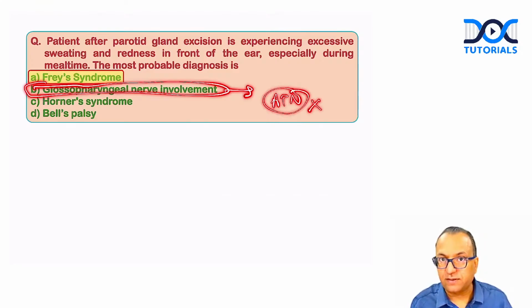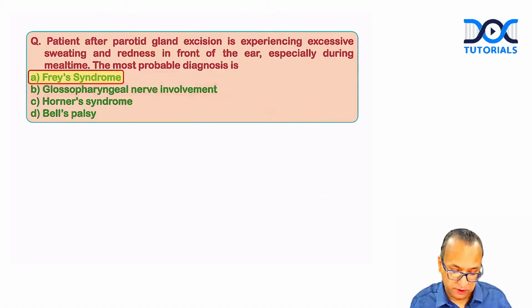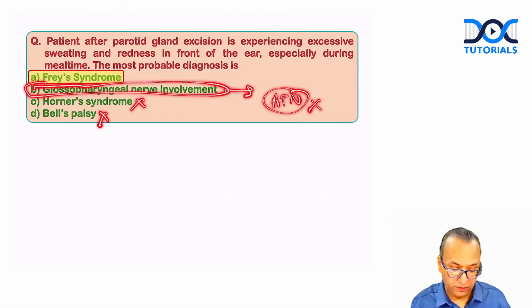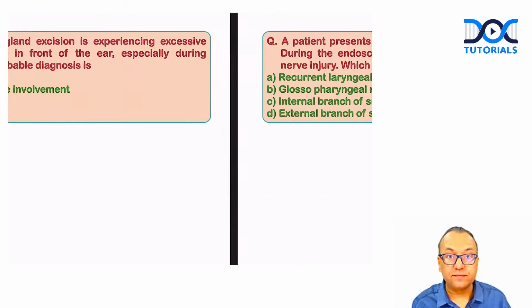It was damaged. That is why it is also called auriculotemporal nerve syndrome. Horner syndrome, no. So we'll keep our answer as Frey syndrome.